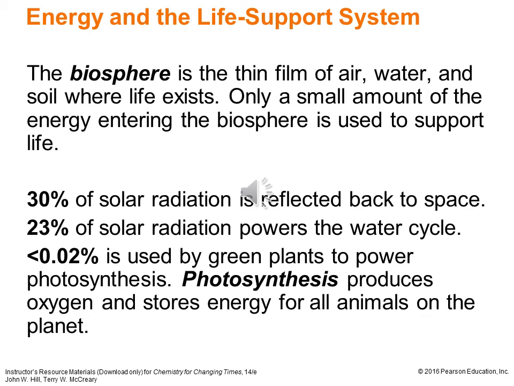So 30% is reflected back to space, 23% powers the water cycle, which is an important temperature control system here on Earth. And then less than 0.02% is used by green plants to power photosynthesis. So obviously it's a very important process, but overall it's not capturing much solar radiation at all. And photosynthesis, for those who don't recall, produces oxygen and stores energy for all animals on the planet. So incredibly important, and just by capturing that little bit of energy through photosynthesis, we can support the entire biosphere, which is just incredible.